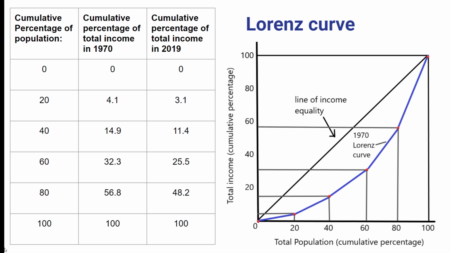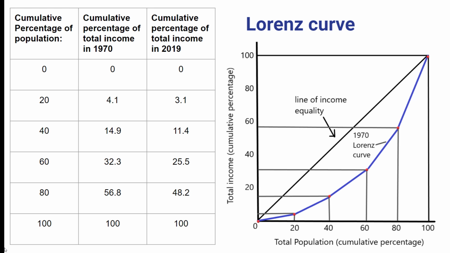When we get to the 20th percentile, households receive in 1970 4.1% of the income, which is represented by the second red dot on this Lorenz curve. At the 40th percentile, we have 14.9% of income received, and so forth as we move along the curve. So this blue curve represents the 1970 Lorenz curve for the U.S. economy, and it tells us what the distribution of income looks like across households in 1970.